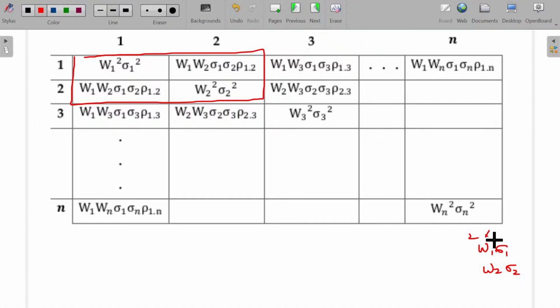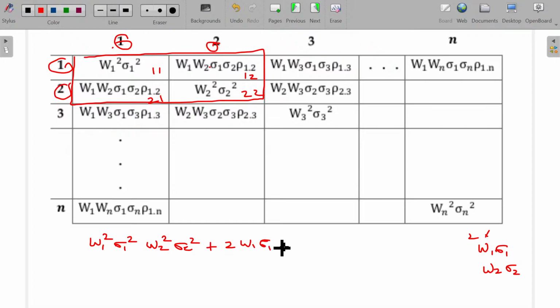If we have a 2 by 2 matrix: 1,1; 1,2; 2,1; 2,2. Is that okay? 1,1, 2,1, 1,2, 2,2. 1 means this one. So, W1 square, standard deviation 1 square, plus W2 square, standard deviation 2 square, plus 2 into W1 standard deviation 1, W2 standard deviation 2, and don't forget to multiply the correlation between 1 and 2. That's how the formula is derived for easy remembrance.